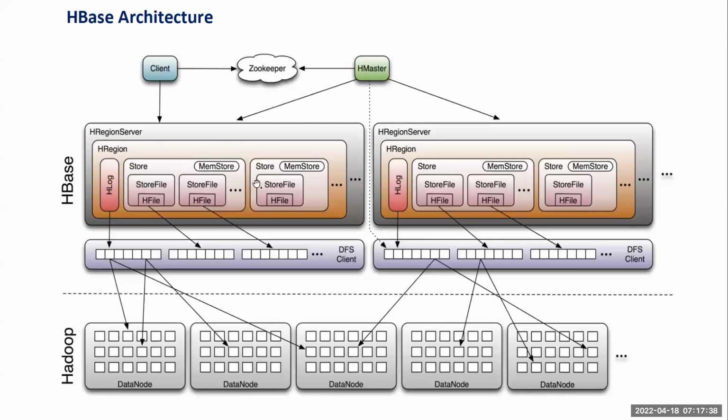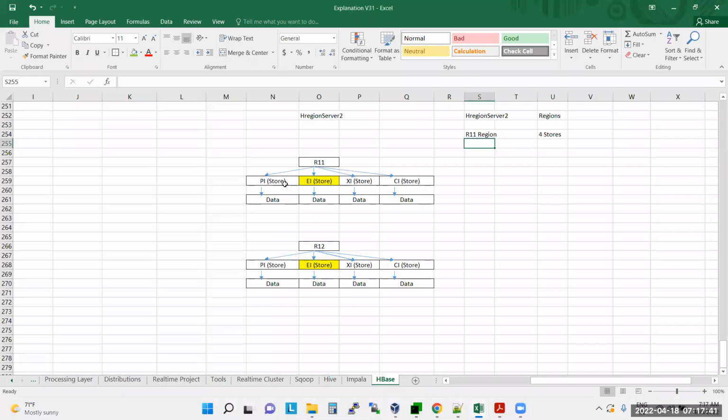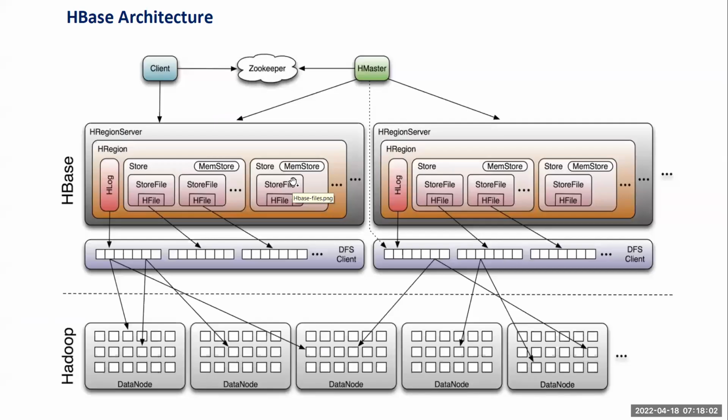Inside each store, you have something called MemStore. The name itself says memory store. Whenever you insert any data, until it becomes 128 MB, the data will be inside the memory of the region server. Once the data reaches 128 MB, it will convert that 128 MB data into a store file. Then the store file will be flushed to HDFS using the DFS client.